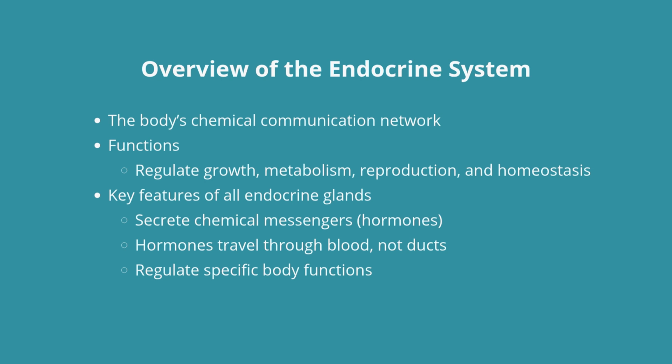Let's take a quick tour of the endocrine system, the body's chemical communication network. The functions are to regulate growth, metabolism, reproduction, and homeostasis. It's made of glands located throughout the body, and all of them share three key features. They secrete hormones. These hormones go directly into the bloodstream, and they regulate specific body functions to help maintain homeostasis.